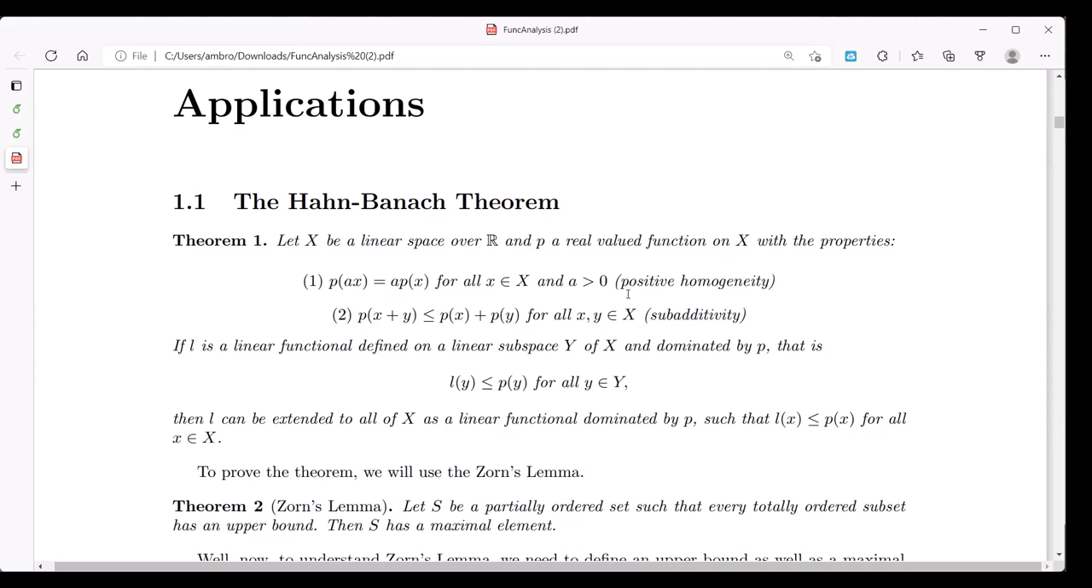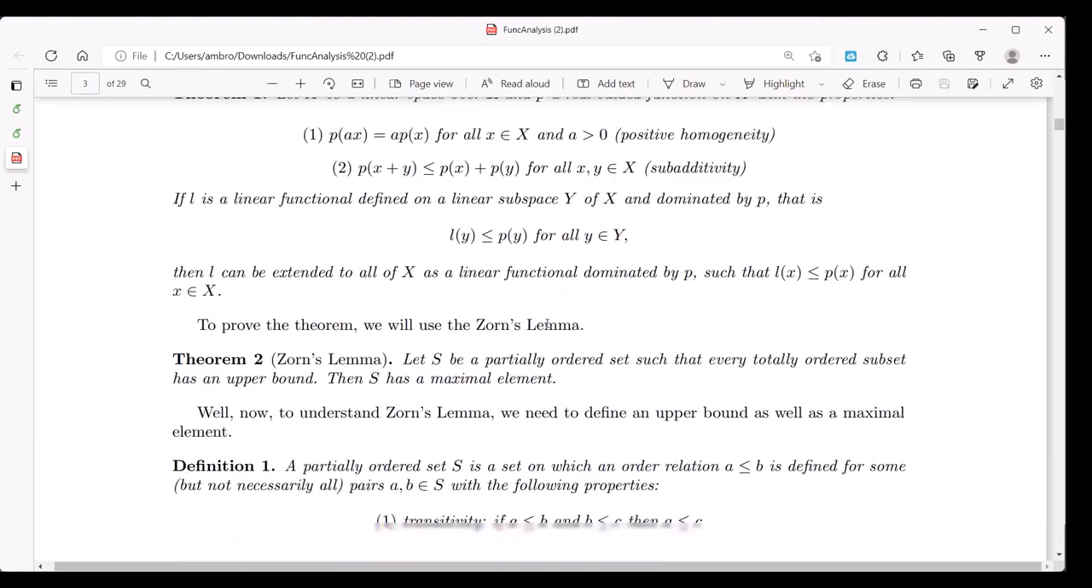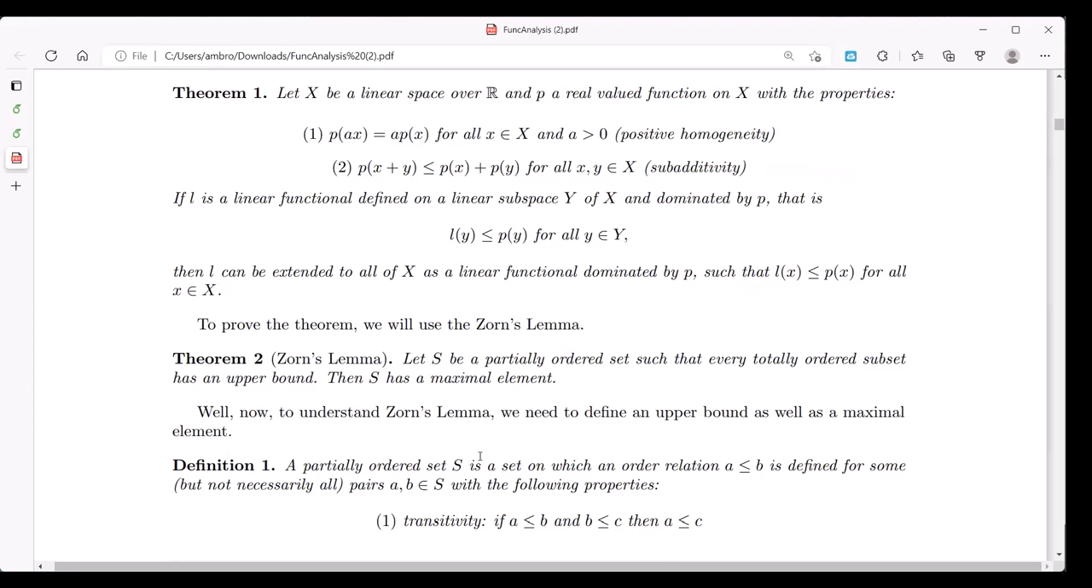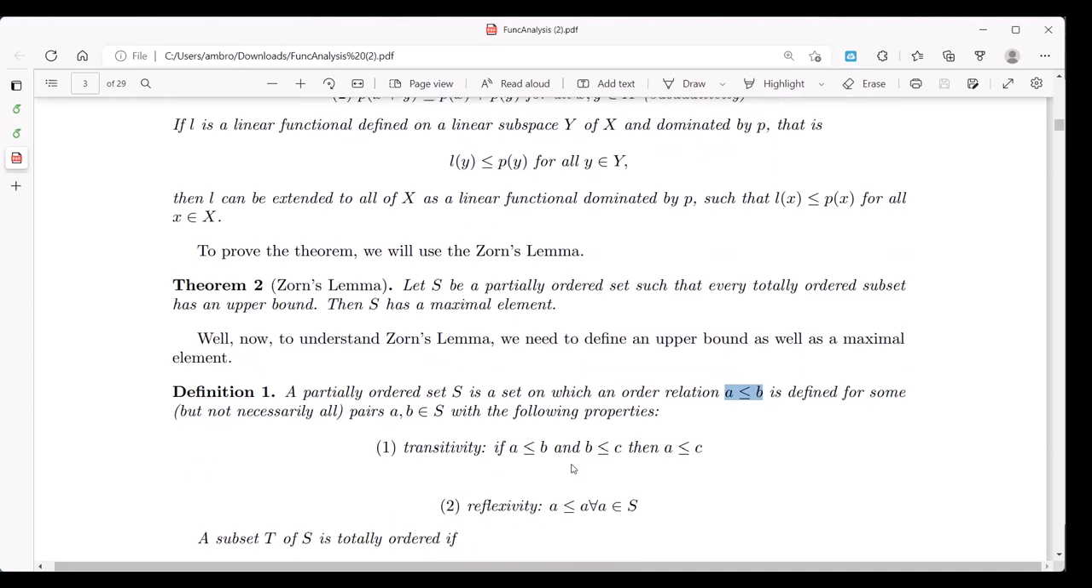Okay, to understand Zorn's lemma, this is kind of intuitive but we need to see exactly what we are talking about. First, what's a partially ordered set? A partially ordered set is a set where you define an order, but with this order it's not necessary that you can compare every pair of elements. So you define an order relation A less than B for some, but not necessarily all, pairs A, B within S. And so you have transitivity: if A is less than B and B is less than C, then A is less than C. And reflexivity, meaning that A is less than A.